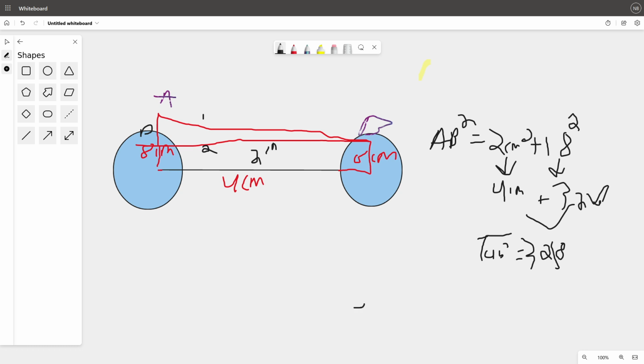A lot of teachers will accept the square root of 328. I don't remember if you have to, but I think you're supposed to put it in square root format and not as a decimal, but I could be wrong.